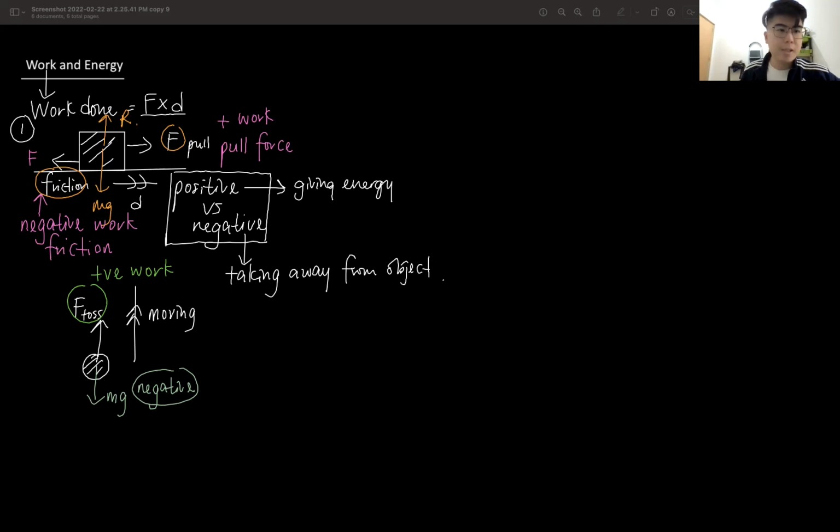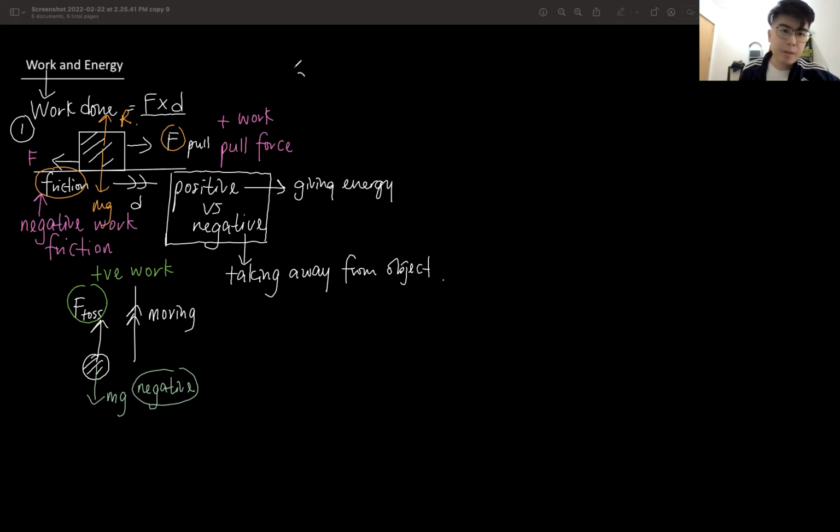Like the box here, I pull it, I'm giving it kinetic energy. The friction is doing negative work. So the friction is taking away the energy. The friction takes the kinetic energy away and puts it as heat. Then you get heat, loss of energy. Okay. Now that is the idea behind positive negative.